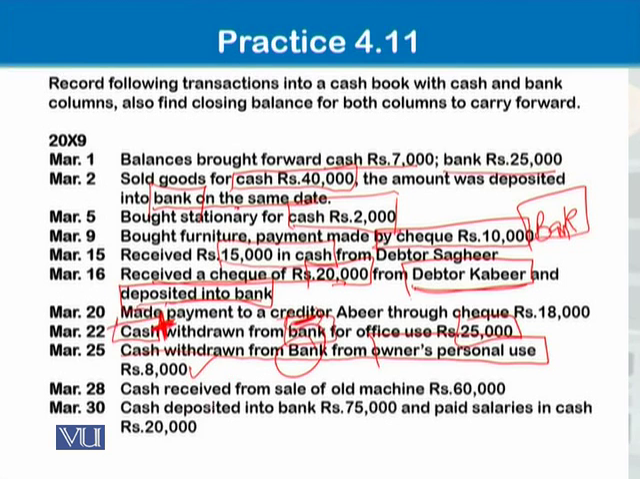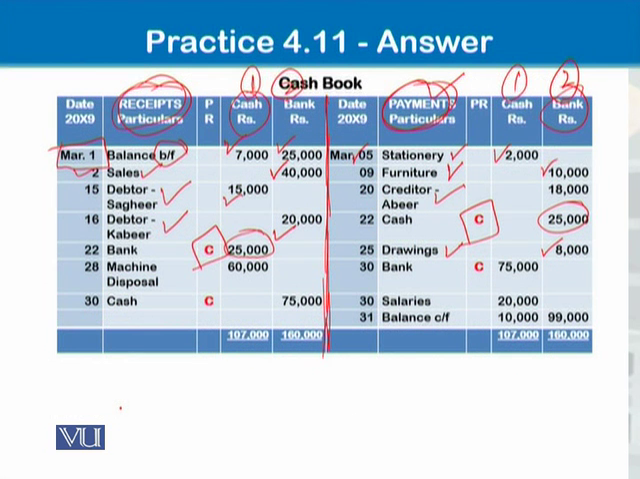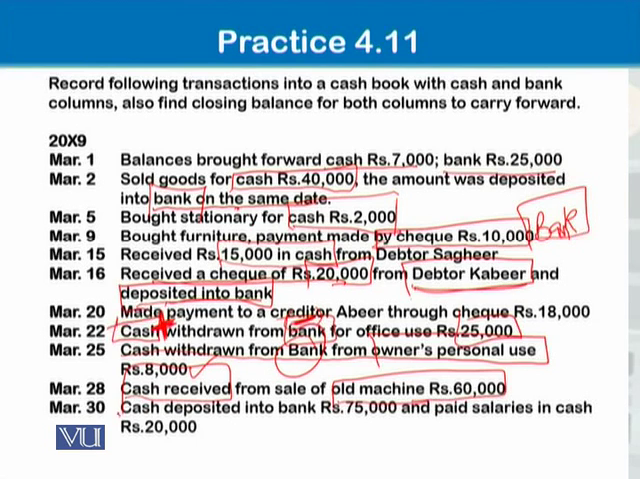Next comes cash received from sales of old machine. Okay, so we have sold an old machine and received cash. Well, it would be appearing in the receipt side, machine disposal, 60,000 we have received in the cash column. Okay, good. And then cash deposited, we have deposited cash.